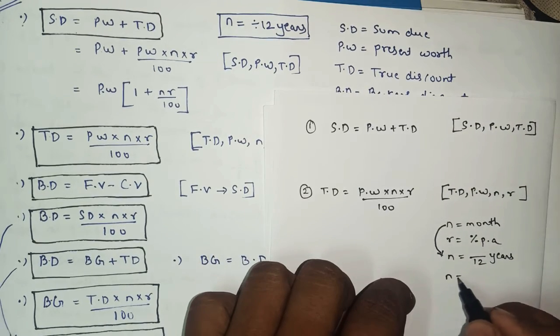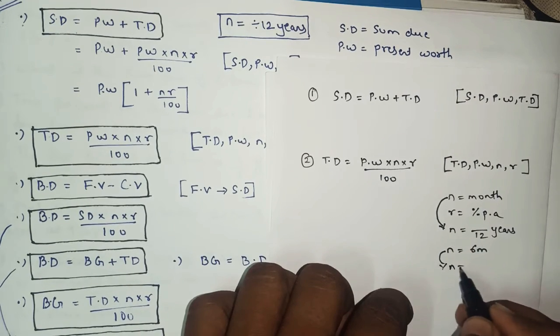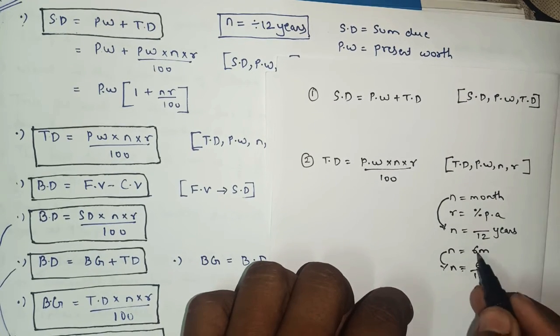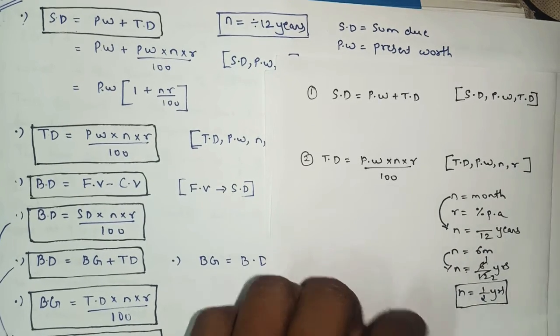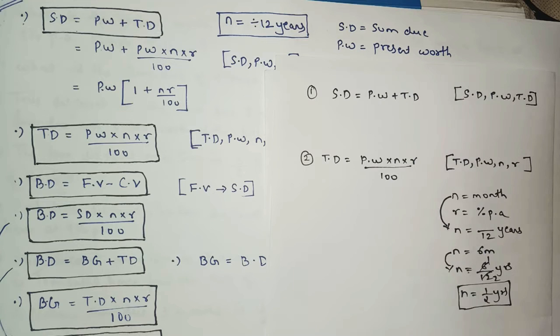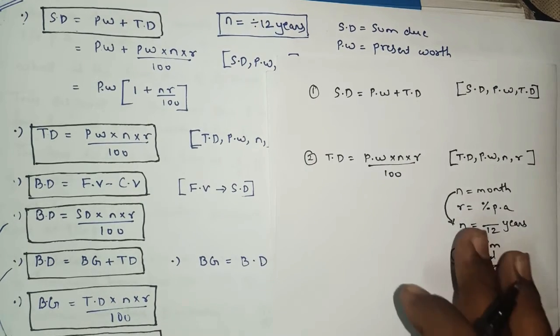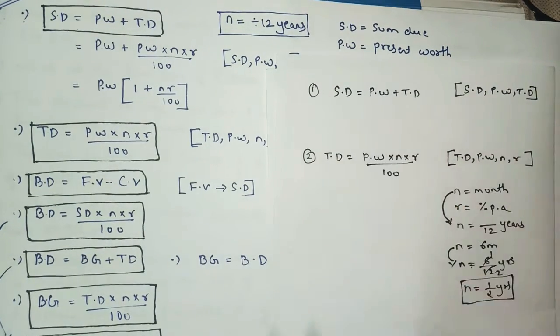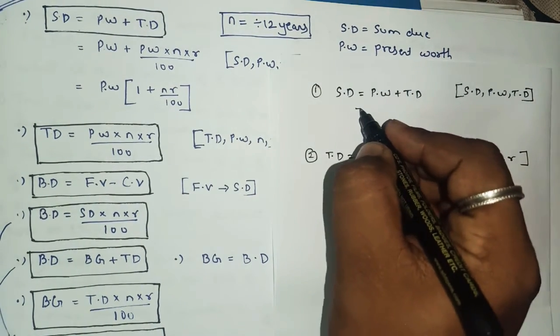For example, if I say N equals 6 months and you want to convert this into years, simply divide the number by 12, so it gets converted into years. So N equals 1 upon 2 years. It is compulsory in this exercise that you convert the value of N into years if it is mentioned in months. So these two are the important formulas.